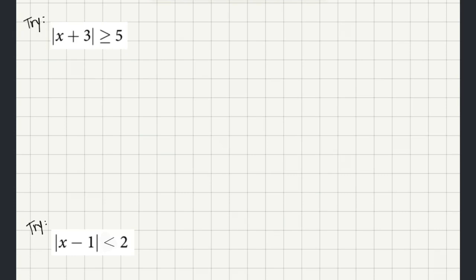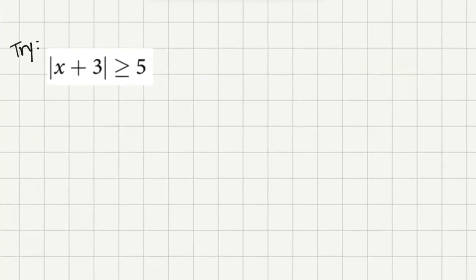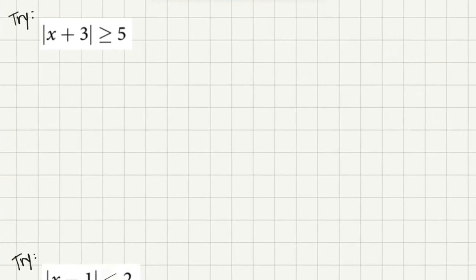Here are two problems for you to try. The first one is the absolute value of x plus 3 is greater than or equal to 5. The second one is the absolute value of x minus 1 is less than 2. So I'm going to work these out. Feel free to try them on your own and then press play to check your answer. Meanwhile, I'm going to begin working them out.